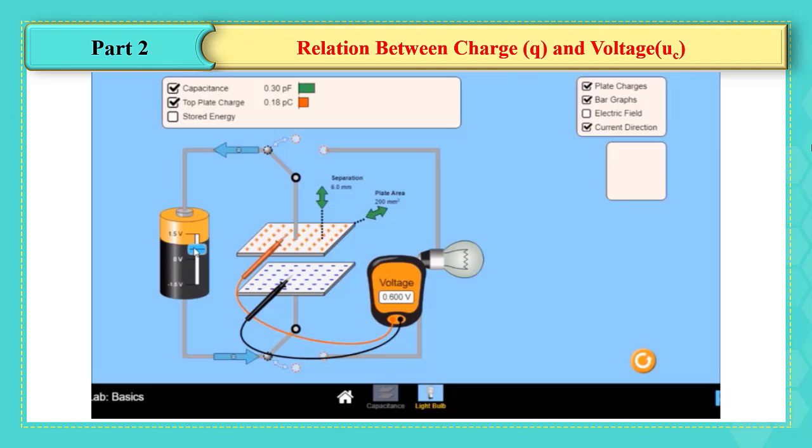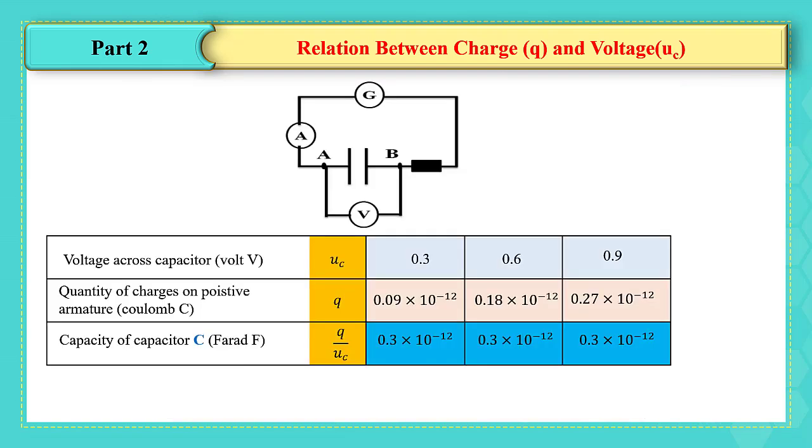I'm going to increase it a little bit until it reaches 0.6 volts. And now the corresponding charge is equal to 0.18 picocoulombs. If I increase it also 0.3 volts till it reaches 0.9 volts, then the corresponding charge is 0.29 picocoulombs. We've recorded these values in the following table.